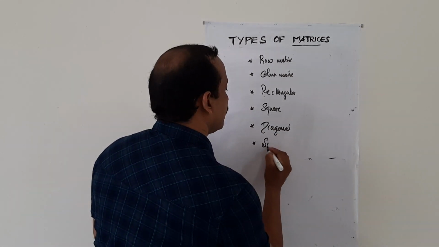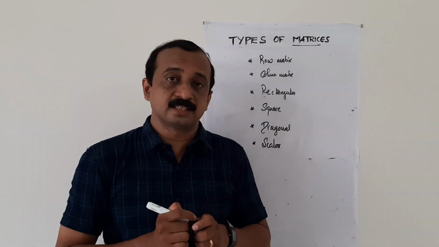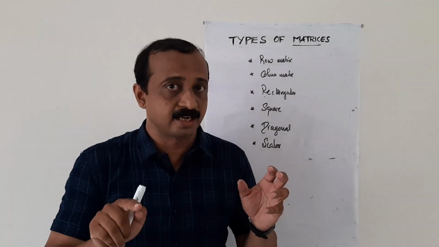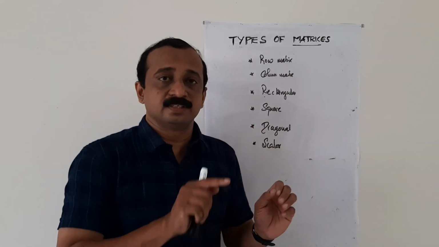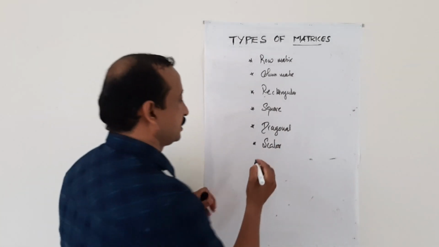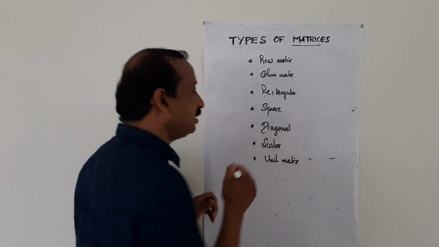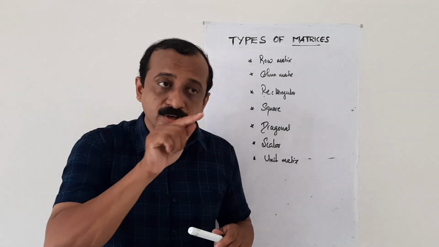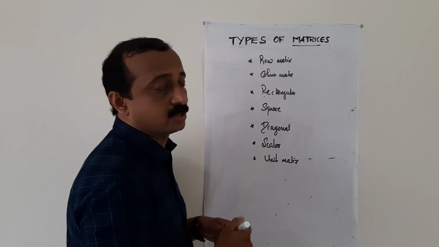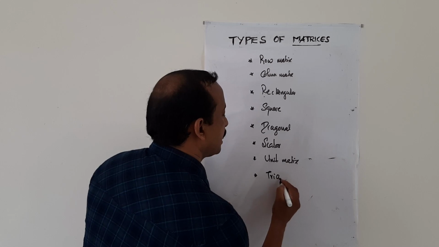Then the scalar matrix. What is a scalar matrix? A diagonal matrix in which the non-zero elements are equal is called a scalar matrix. Then the unity matrix. What is a unity matrix? A diagonal matrix in which the non-zero elements are unity, that means 1, is called a unity matrix. Its second name is the identity matrix. And then the last, the triangular matrix.